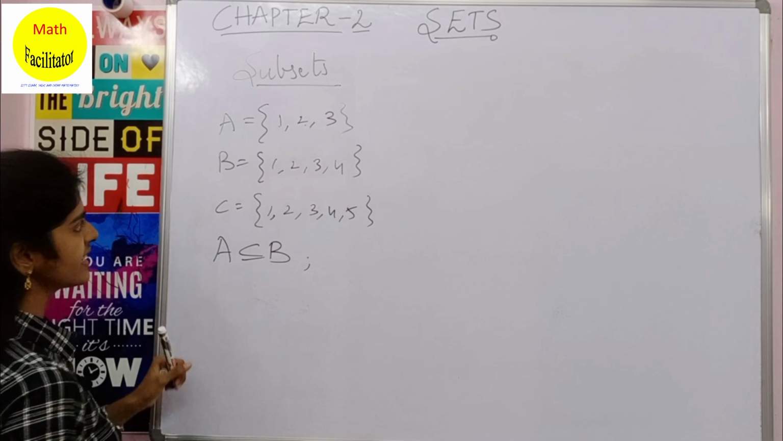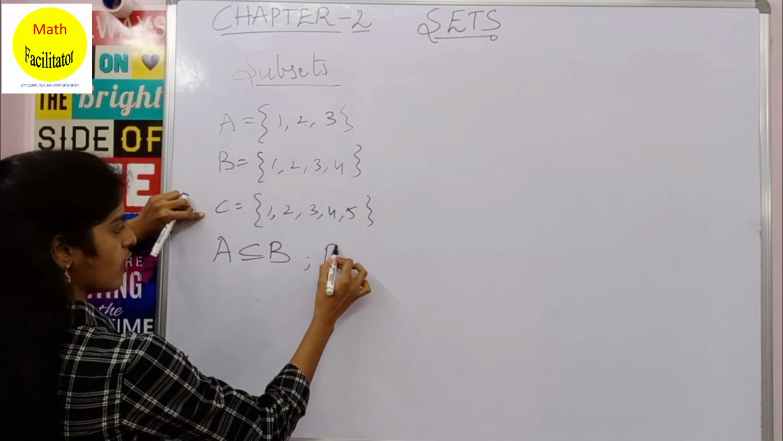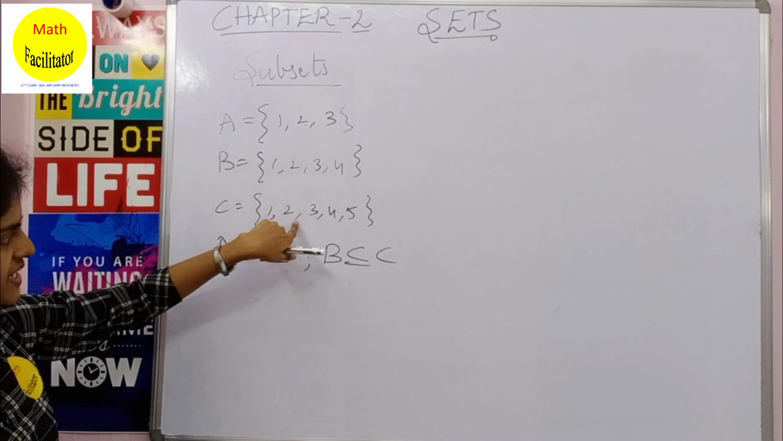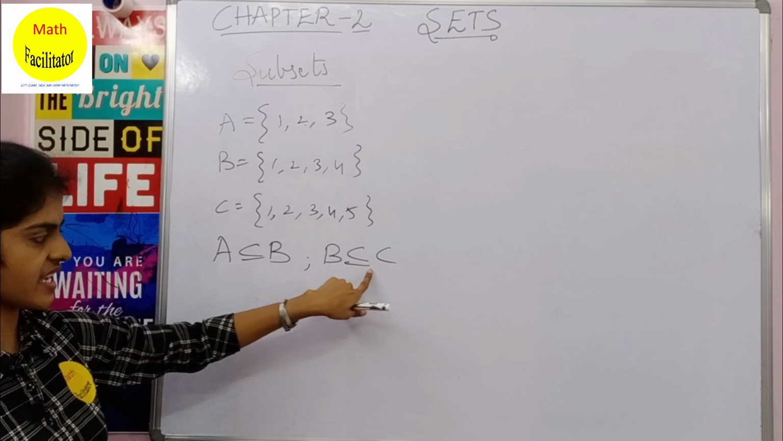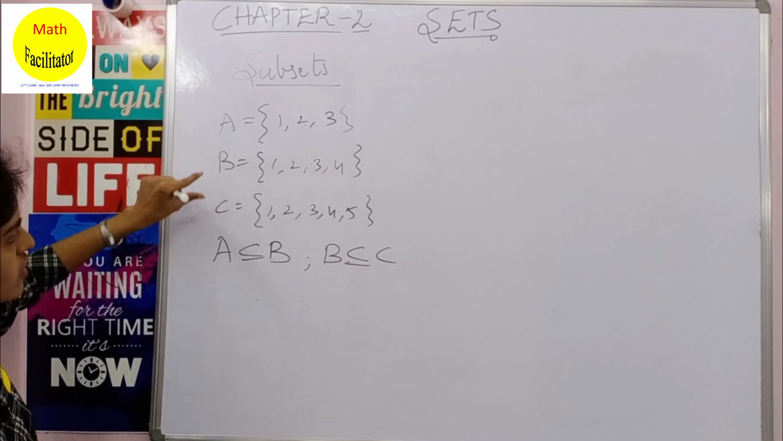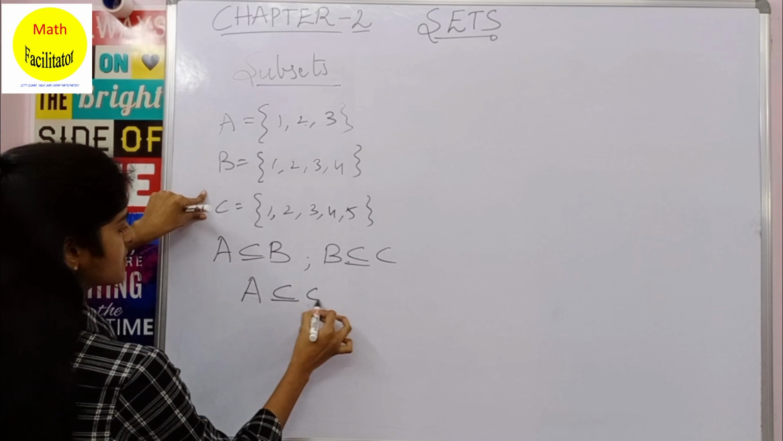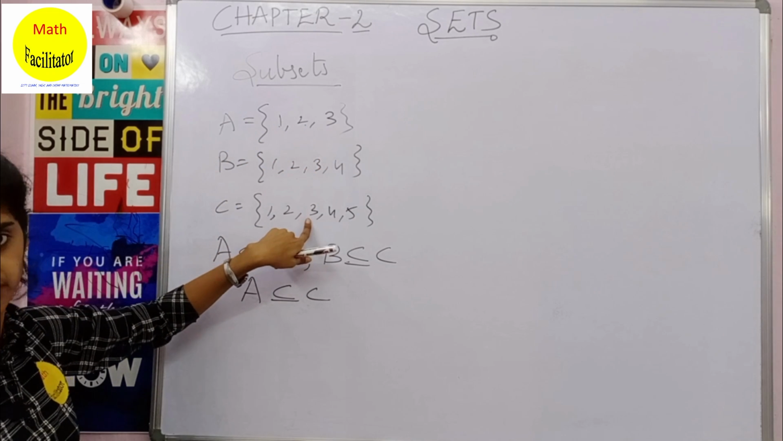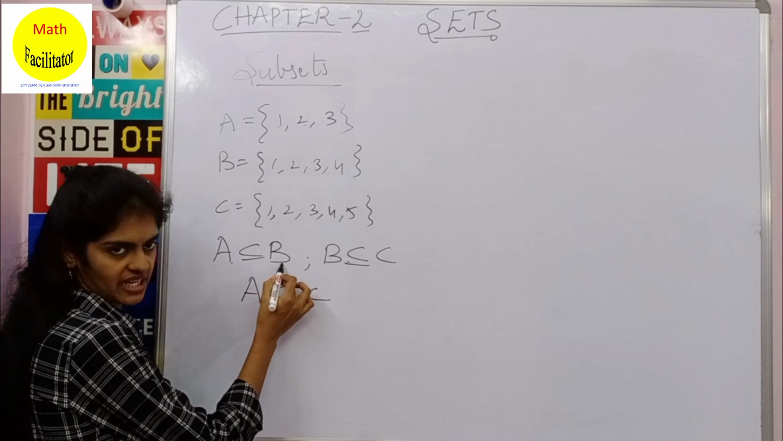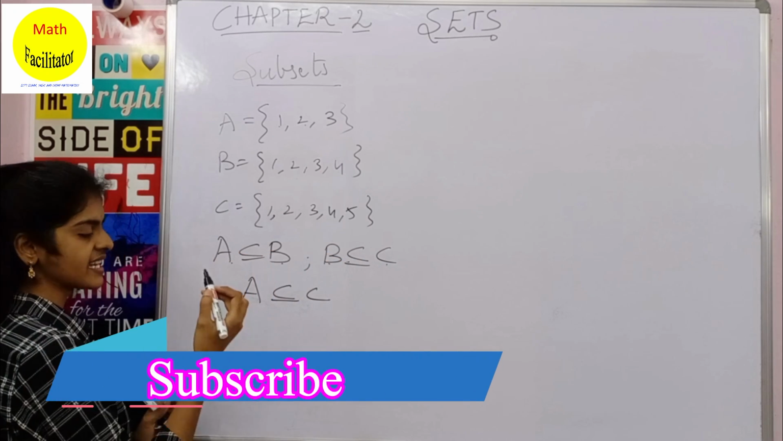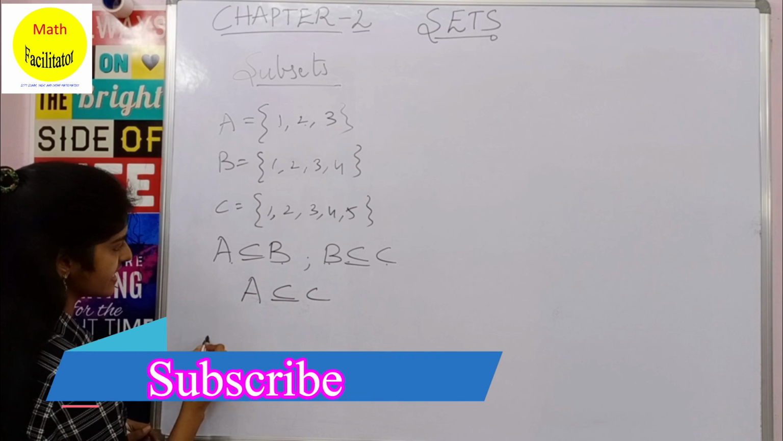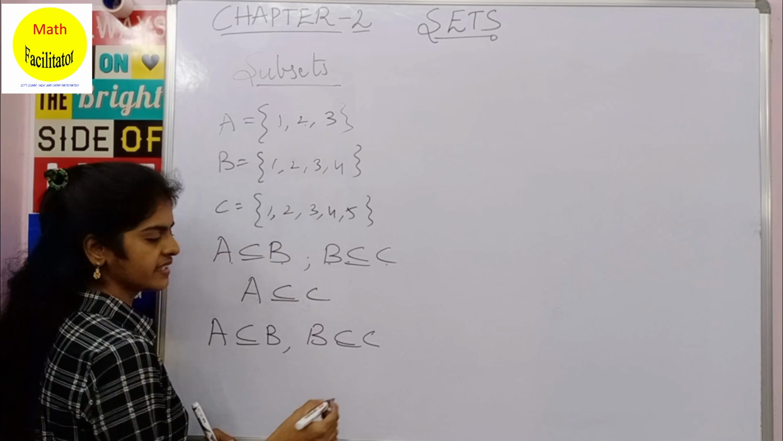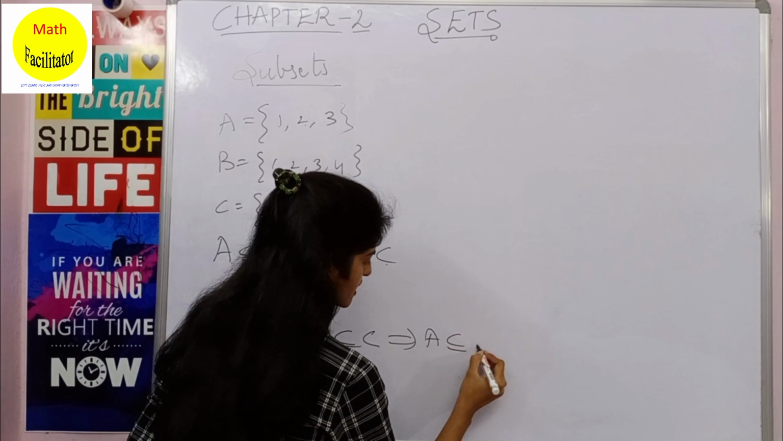Now the next thing you can see is that B is a subset of C. Why? Because every element of B, 1, 2, 3, 4, are also elements of C. Clear? So you can write B is a subset of C. But here you can also see that A is also a subset of C. Why? Because 1, 2, 3 are elements of A and also they are elements of C. So if A is a subset of B, B is a subset of C, then you can also say that A is a subset of C. By generalizing, if A is a subset of B and B is a subset of C, this implies that A is a subset of C.